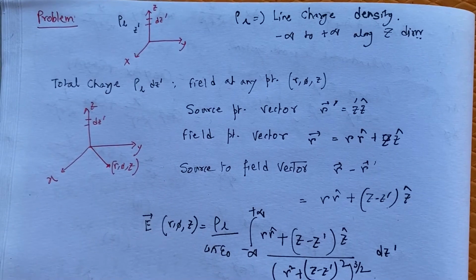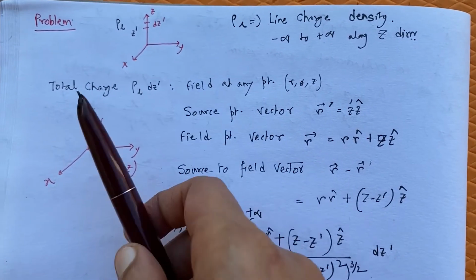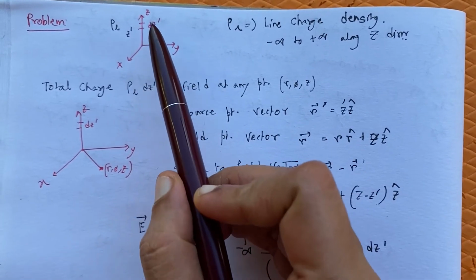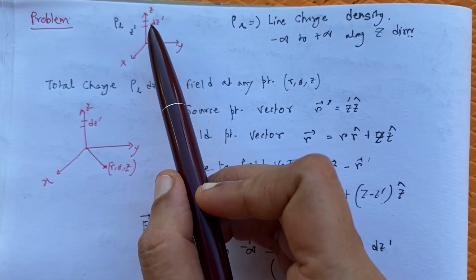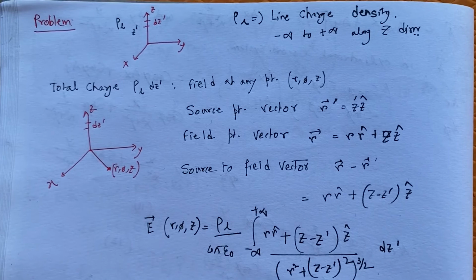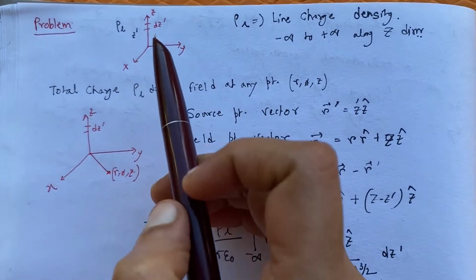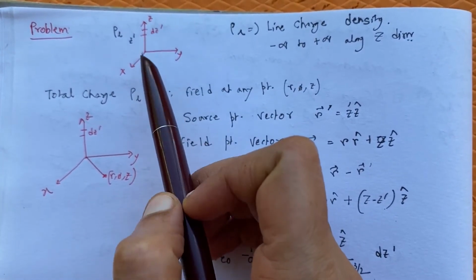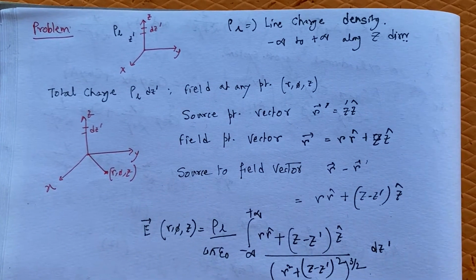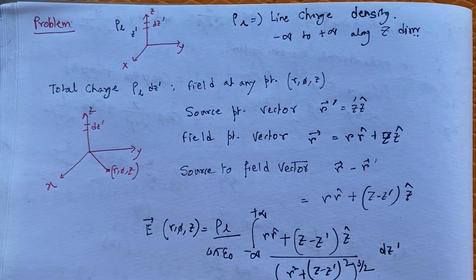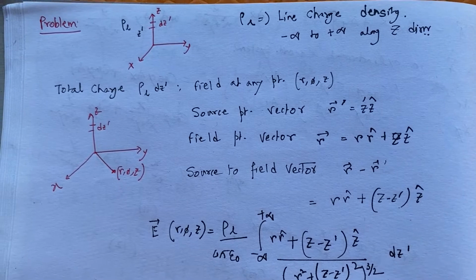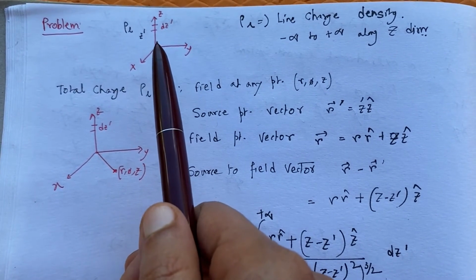Let us discuss a problem of infinite line charge distribution. Suppose there is a charge distribution which is distributed from minus infinity to plus infinity along this z direction, and rho L is the line charge density, that is amount of charge per unit length along this z axis.